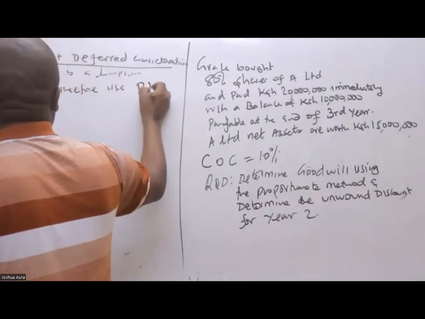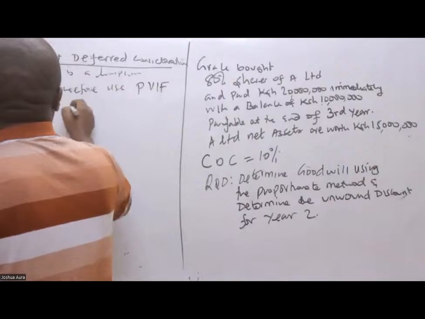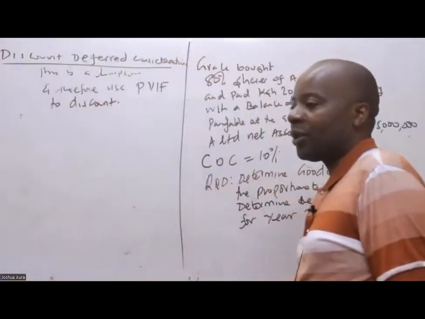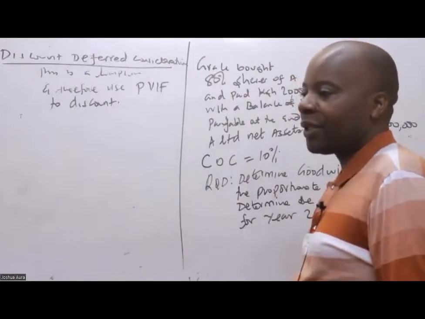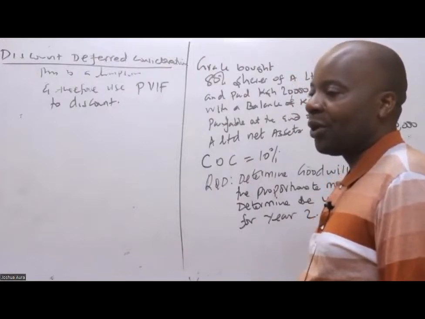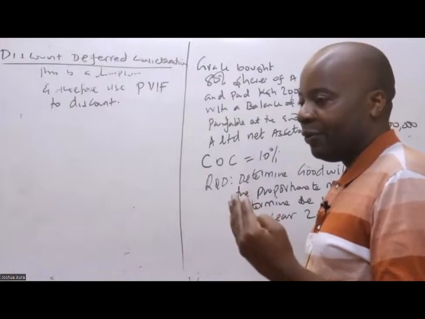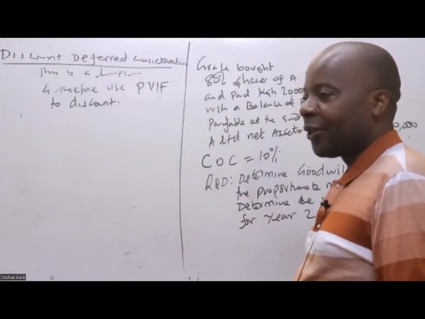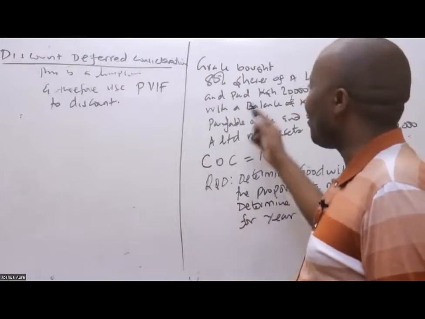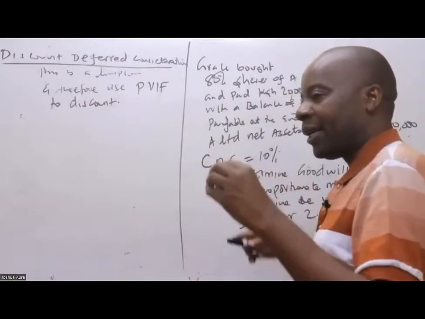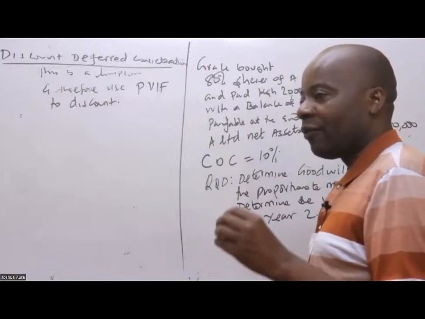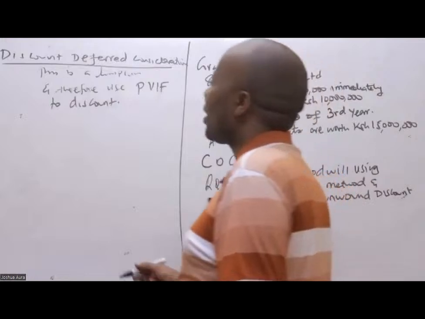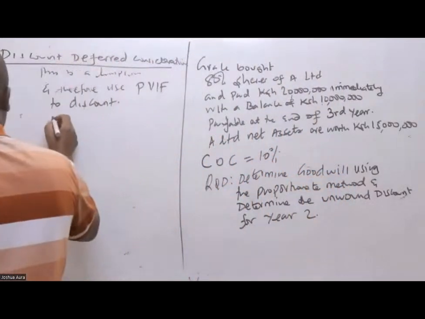and therefore use PVIF to discount. PVIF stands for present value interest factor. Remember, we have got PVIF and PVFA. So here we shall use PVIF because this is a lump sum, one-off amount. Now, if it's the present value interest factor that I shall use to discount, I know the formula.